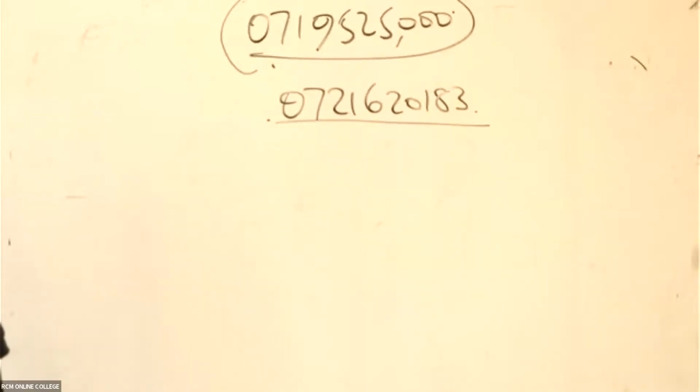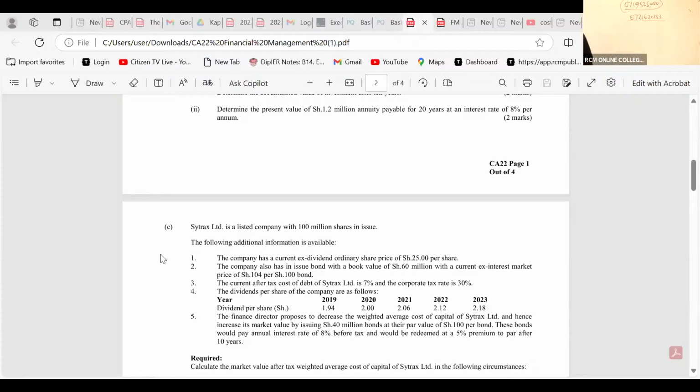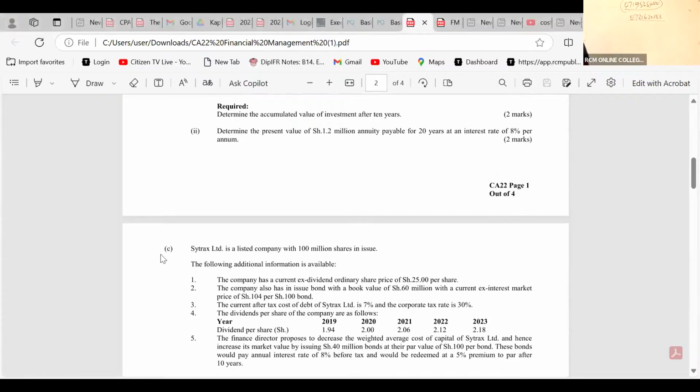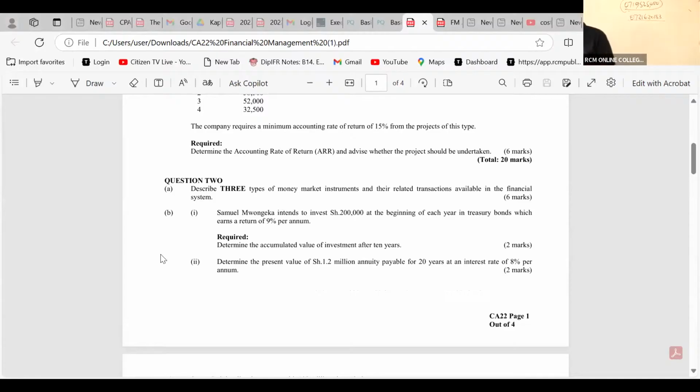But one question that I found most interesting, I don't know why students never really performed very well in, is this question that was tested in August 2024. Question number 2 was a very interesting question. A very easy question. This one you can even do with your eyes closed.